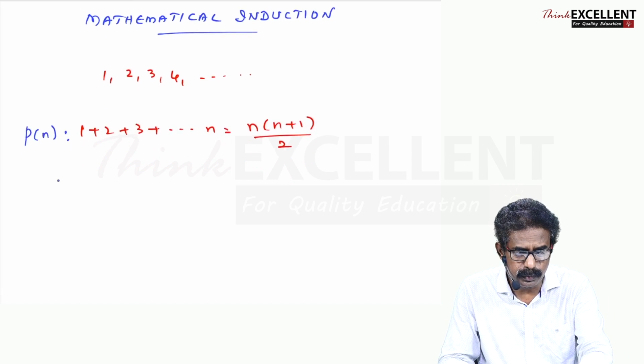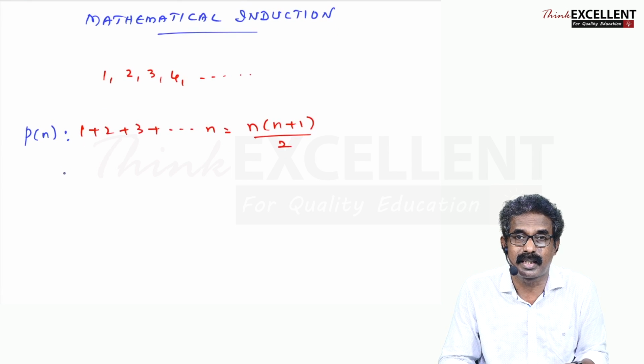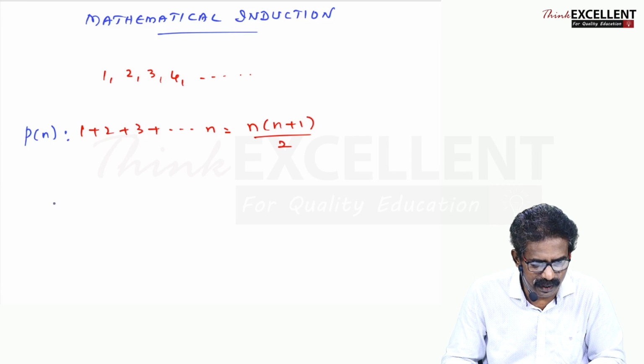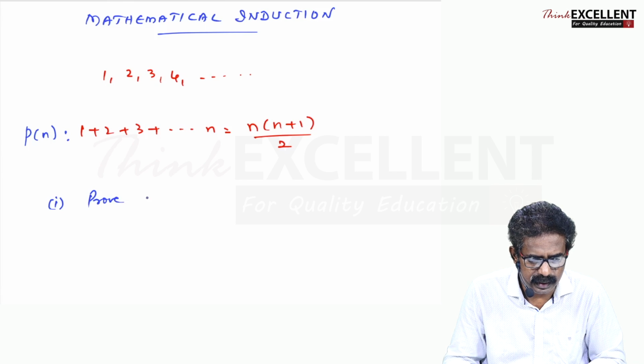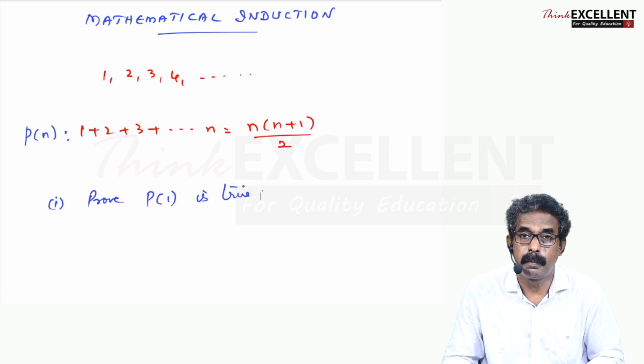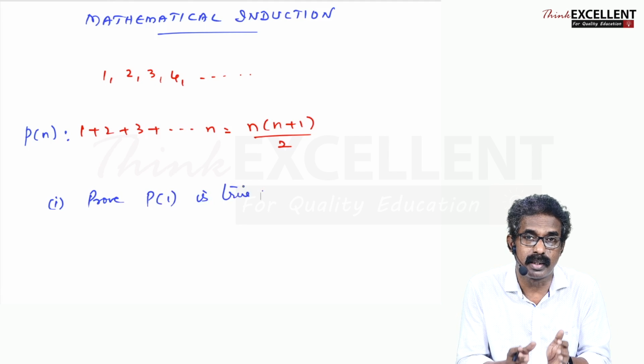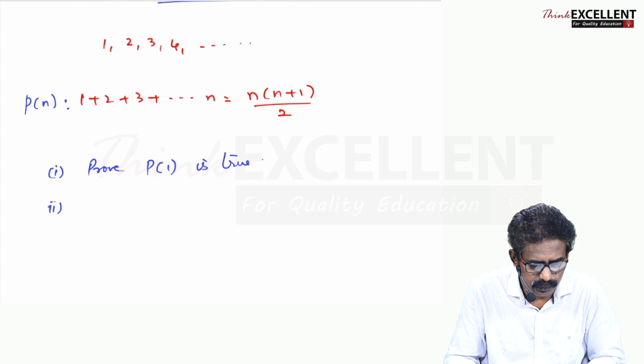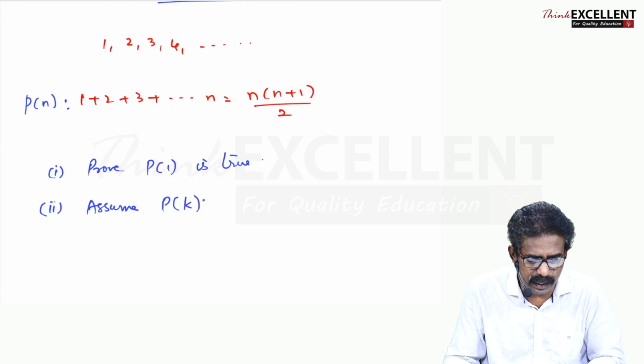I said we can prove this general statement through some particular cases. What are the particular cases? 3 steps are there. So first step, you have to prove the result is true for 1. Prove P of 1 is true. That is, you prove the result is true when n equal to 1. Second one, assume, we are not going to prove. Assume the result is true for a particular number k. Assume P of k is true.